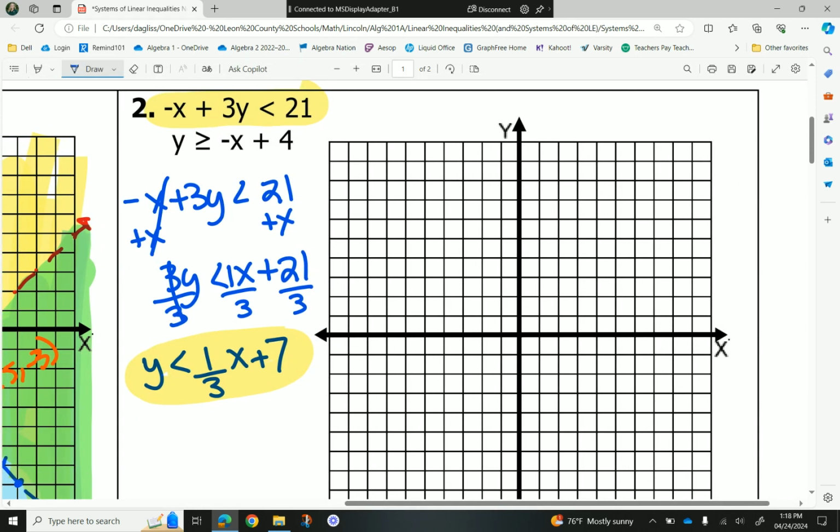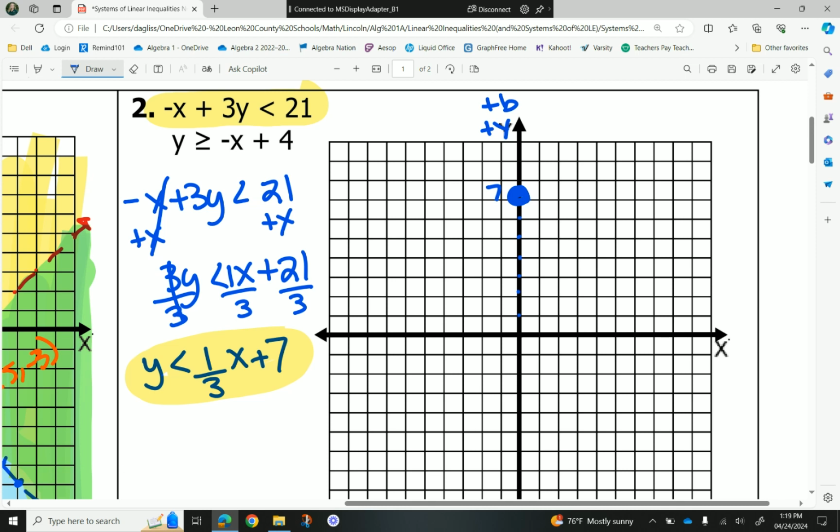Where does this line start? 7 on my x or 7 on my y? 7 on my y. Good. 1, 2, 3, 4, 5, 6. Here's my 7. Our positive y's are also the positive b's. They're the same. They mean the same thing.